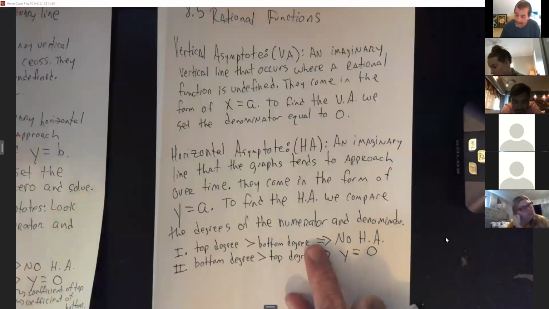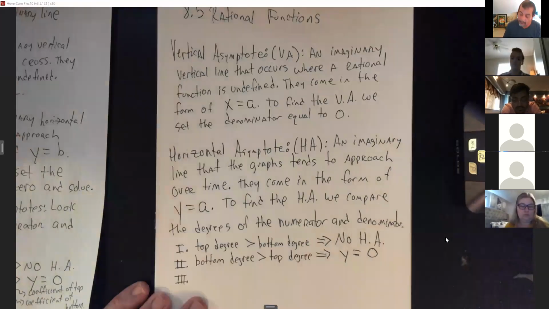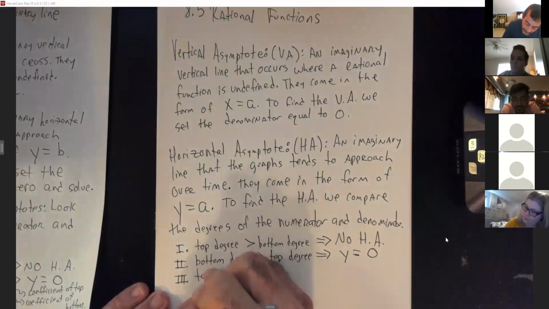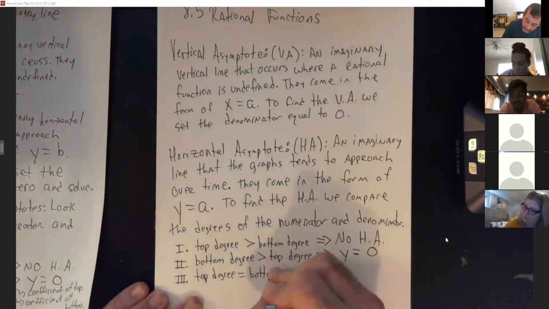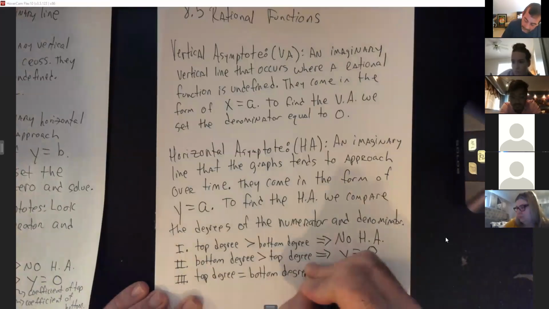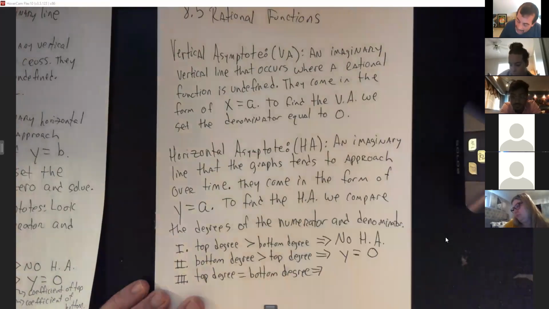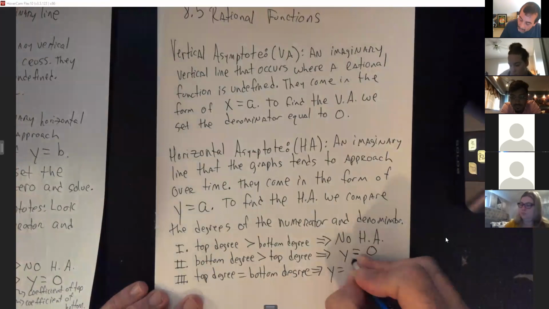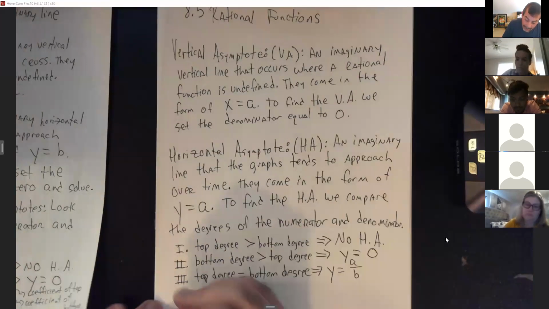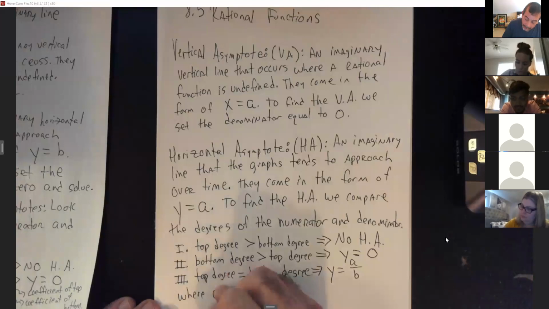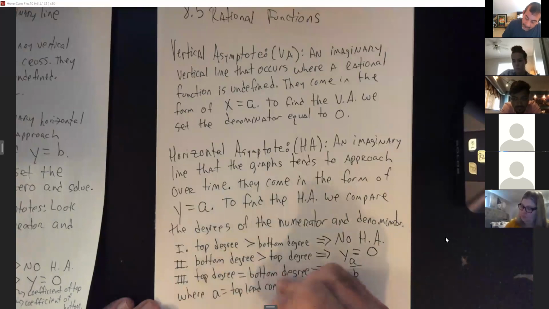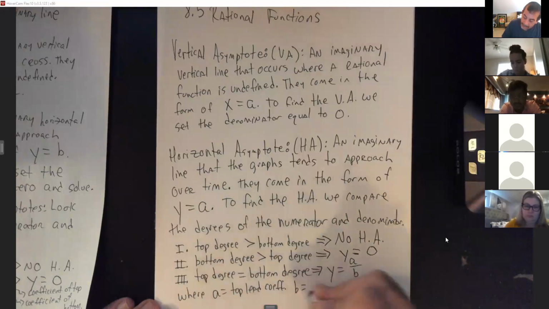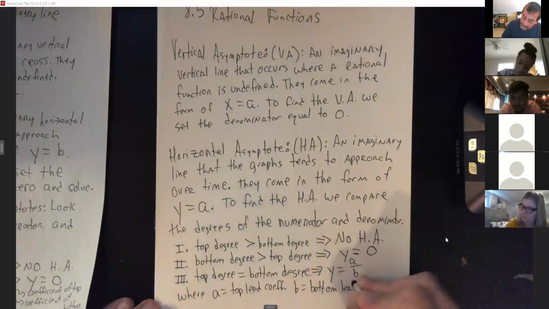All righty, then I had my third case. What if they equal each other? Top degree equals the bottom degree. If they are equal, then y will equal a over b, where a equals the top lead coefficient and b equals the bottom lead coefficient.